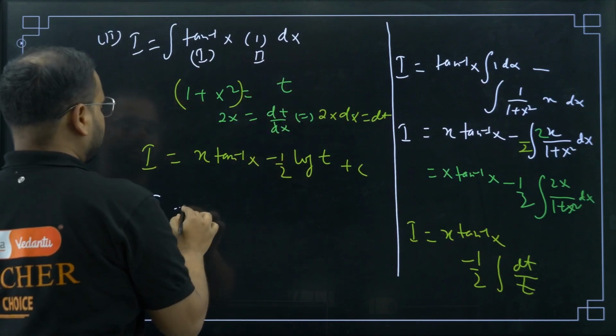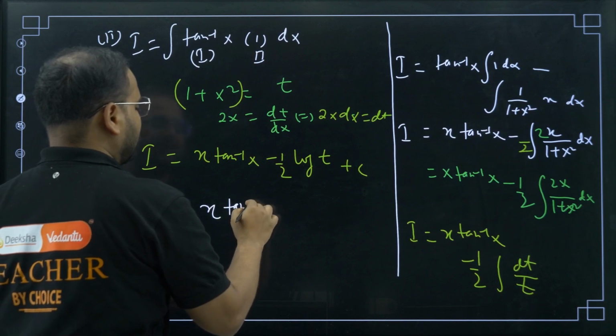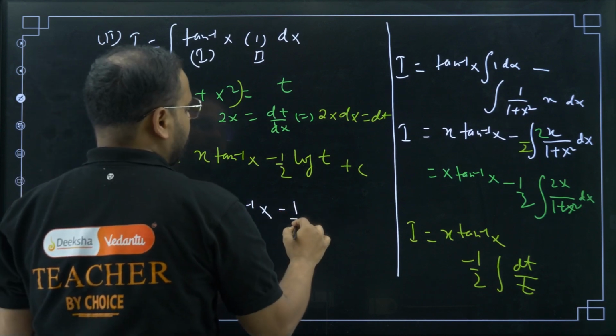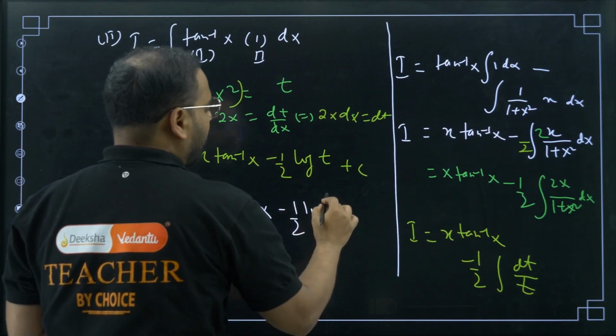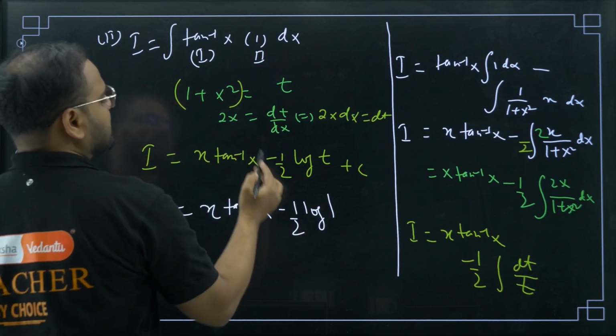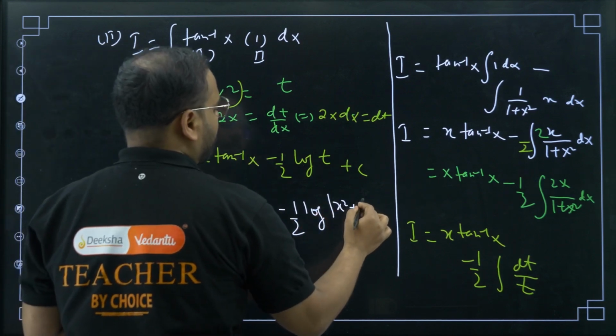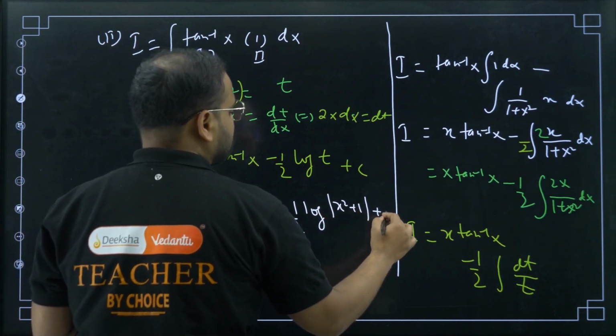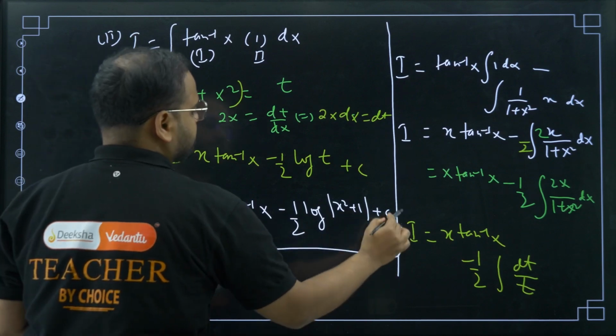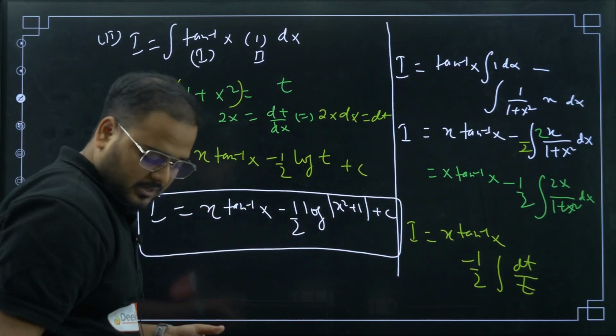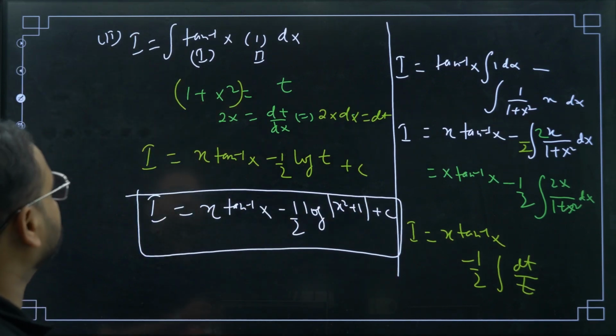Find the final answer with the help of the variable they have given, x, right? So write this I equals x tan inverse of x minus 1 by 2 log of t, right? t is what? 1 plus x square. So x square plus 1, plus c. My final answer.